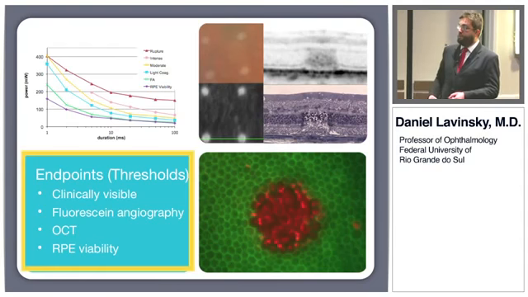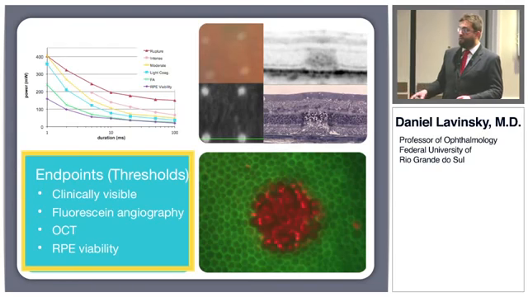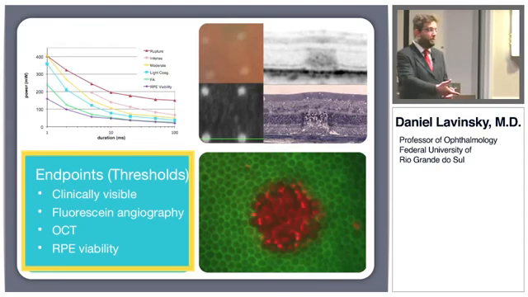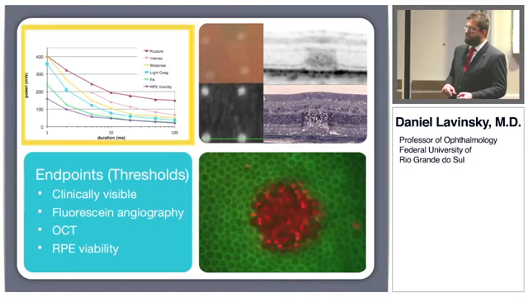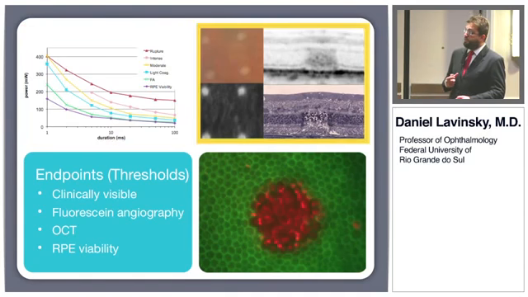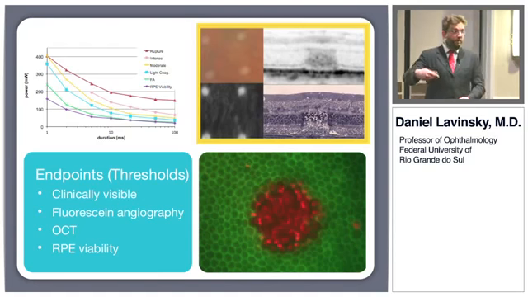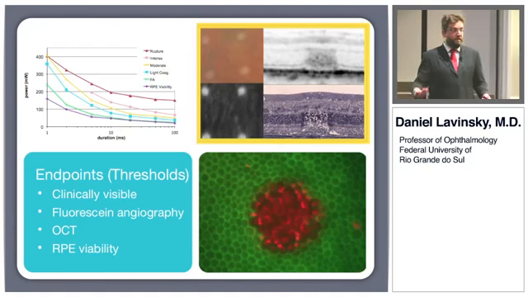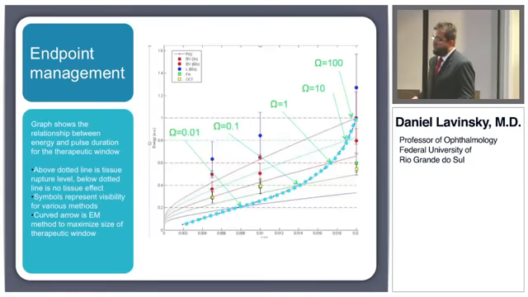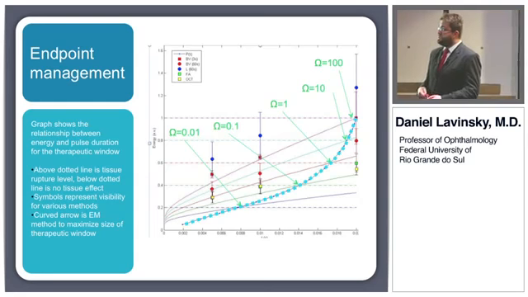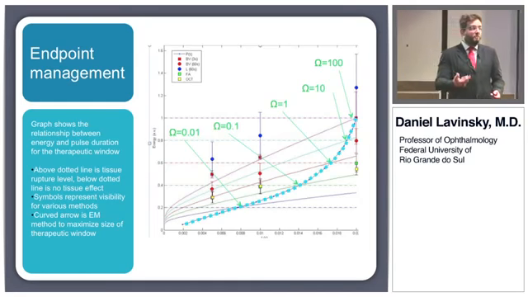But if you go, for example, to angiography, OCT, and even further to RPE viability, that's the endpoint you want, and that's what you need to decide before you treat. So we did a lot of experiments with rabbits to define these endpoints clinically, with OCT, FA, and histology, and we went to SEM, scanning electron microscopy, and TEM for transmission. We already discussed this graph. This is the basis, the algorithm for endpoint management.